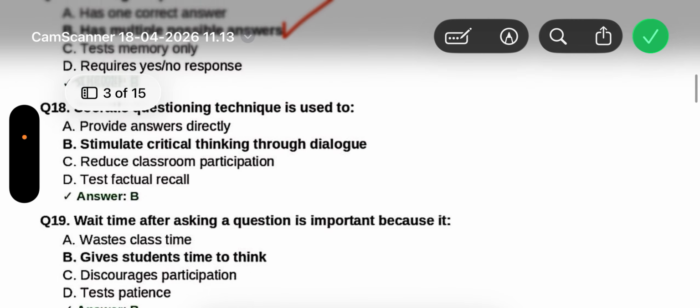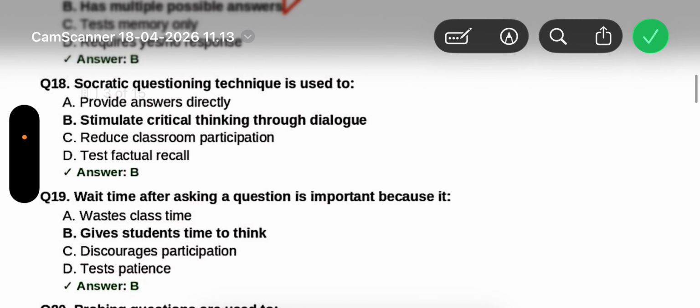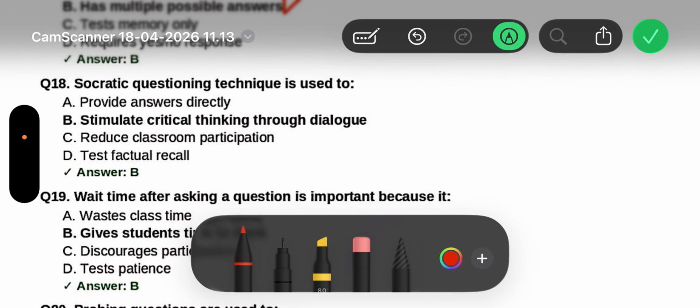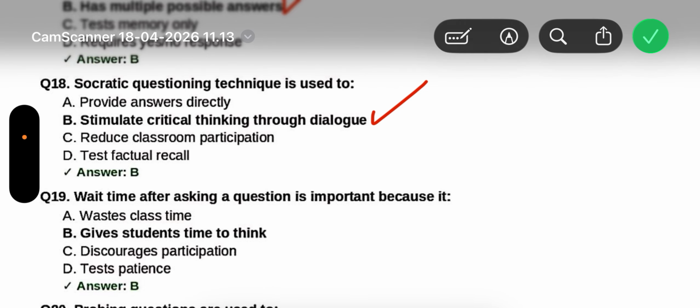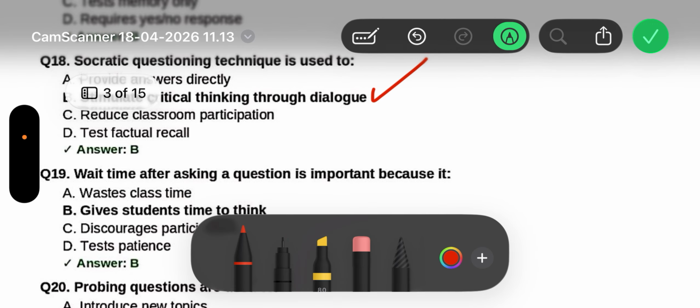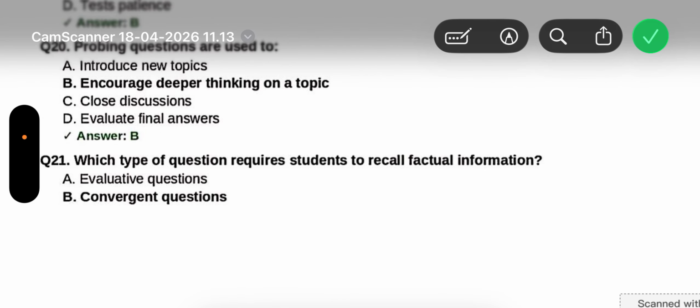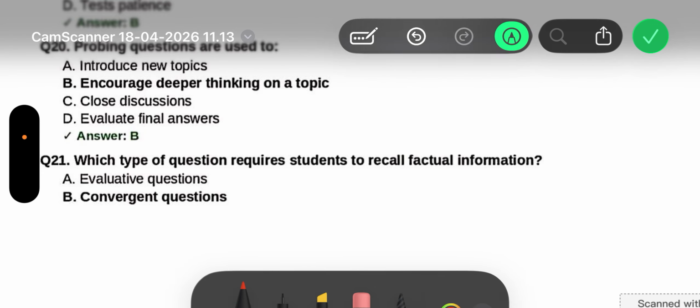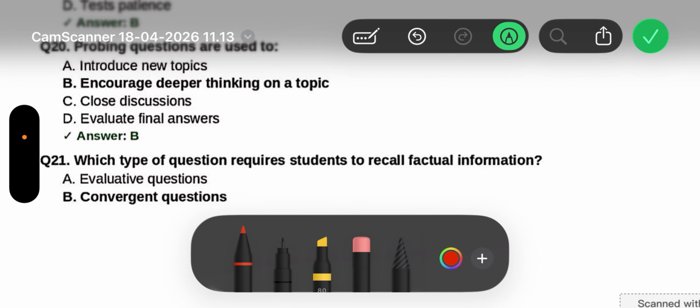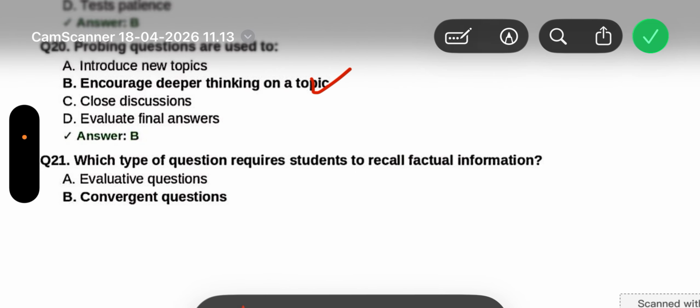Question number 18. Socratic questioning technique is used to stimulate critical thinking through dialogue. Option B is correct. Question number 19. Wait time after asking a question is important because it gives students time to think. Question number 20. Probing questions are used to encourage deeper thinking on a topic. Option B is correct.